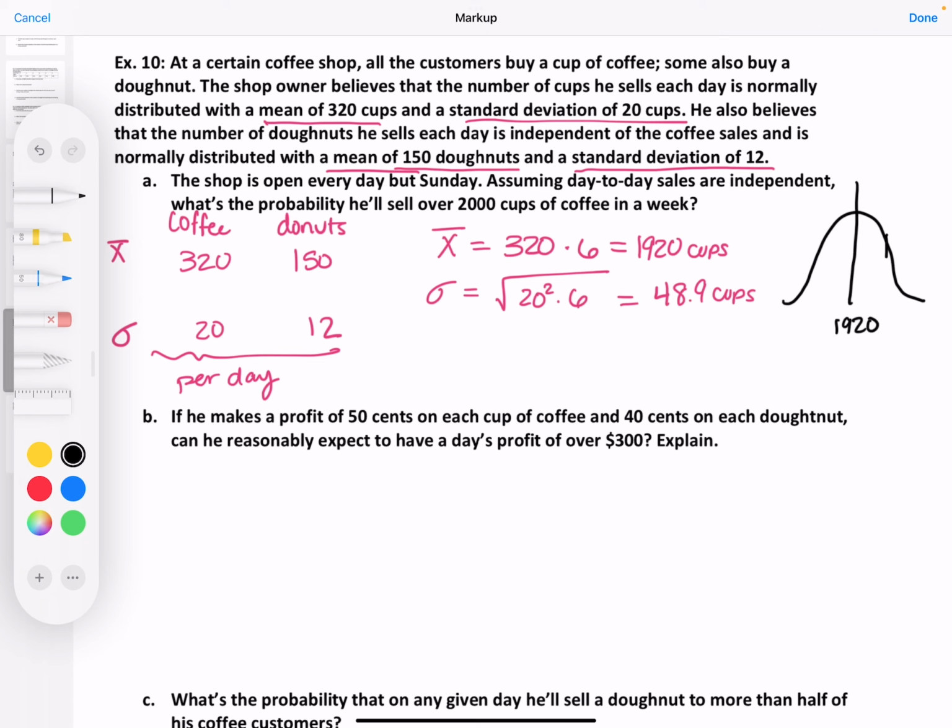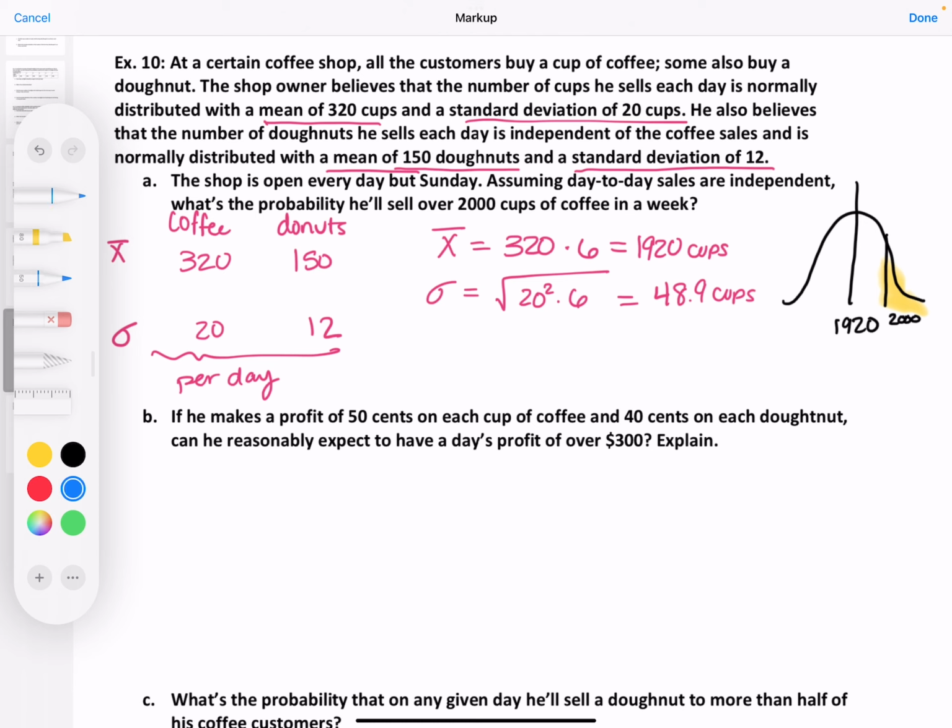So I want to know the chance that we get to 2,000 or above or over 2,000. So I want this area right here. I don't understand how this picture helps me. Because you want to know that you want more than 2,000. 1920 minus 2,000? Well, so we can do this.